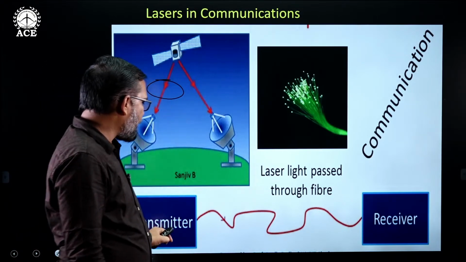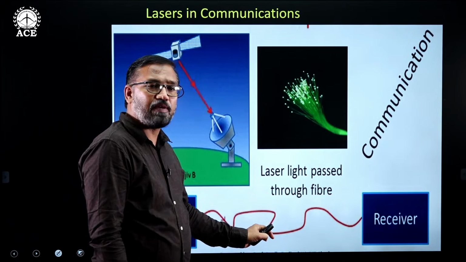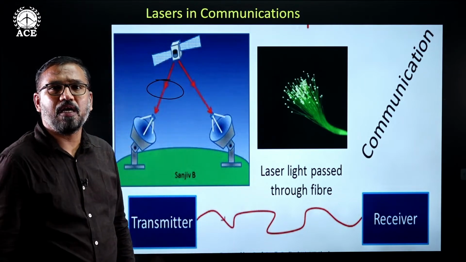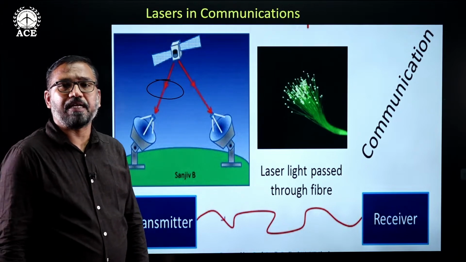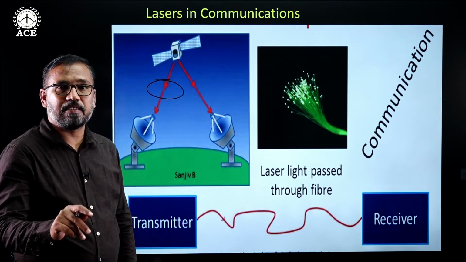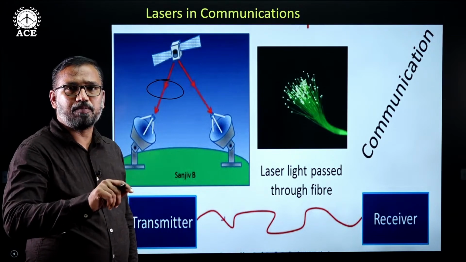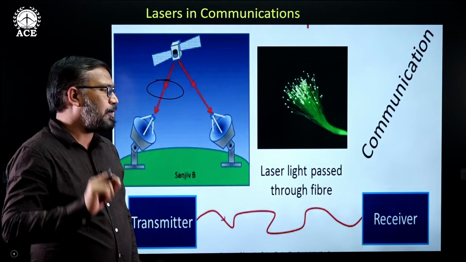So what we have is a transmitter and a receiver, and in between we have an optical fiber cable. Through that optical fiber cable we are transmitting the information in the form of light. What is the light? Lasers. Lasers are used to transmit the information from transmitter to receiver. So, optical form of data.